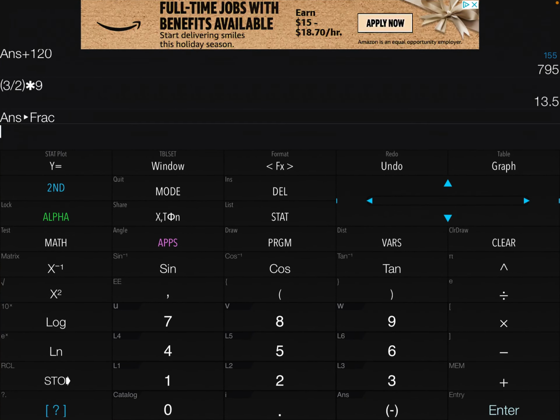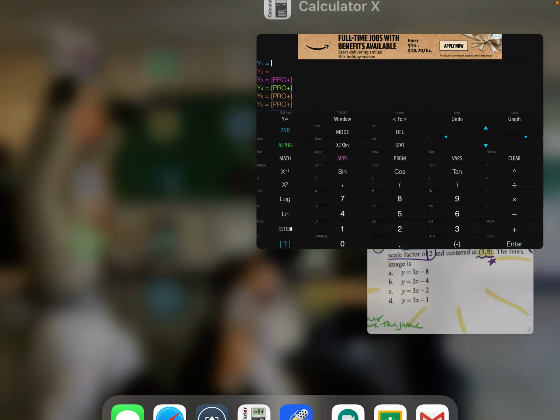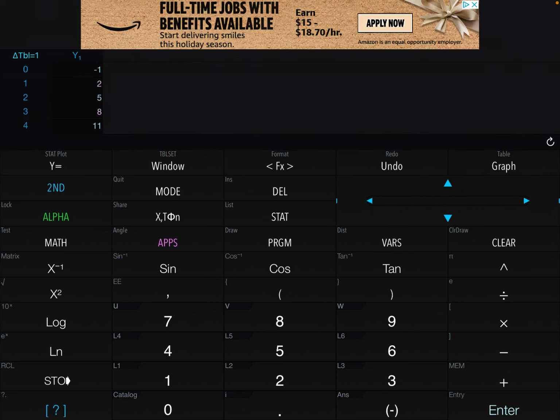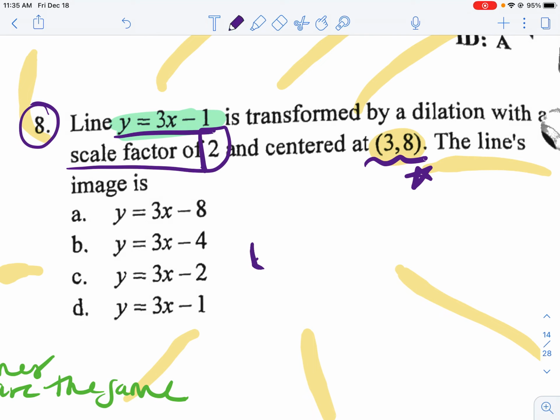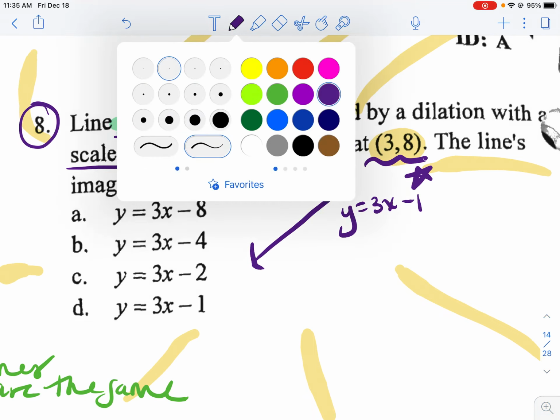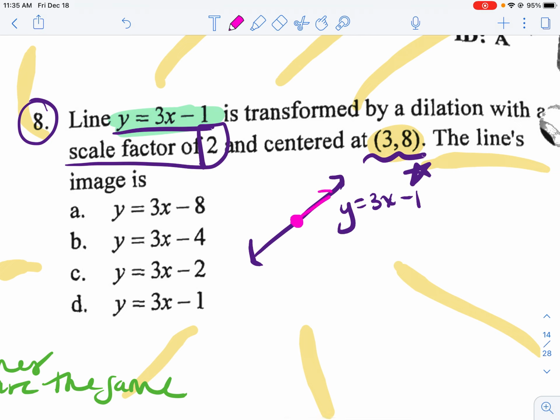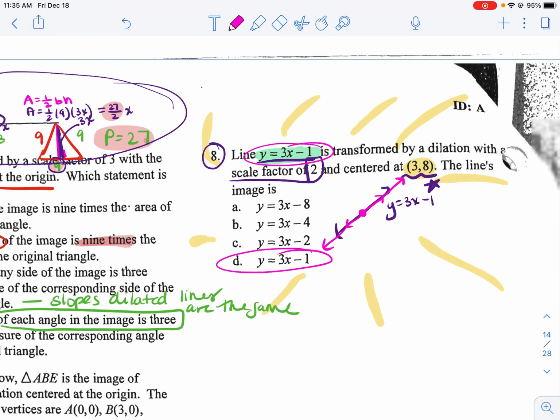Let's go to our graphing calculator. I'm going to hit y equals, clear out what I have, and type in 3x minus 1, second table. Let's see. Is (3, 8) on it? Oh, it is on that line. What does that mean? If I have a line, y equals 3x minus 1, and I dilate by a scale factor of 2 through that point, the only thing it's going to do is try to make the line longer. But a line already goes on forever. So our answer is D. Do you see? This is a tricky, sneaky question, but we got it.